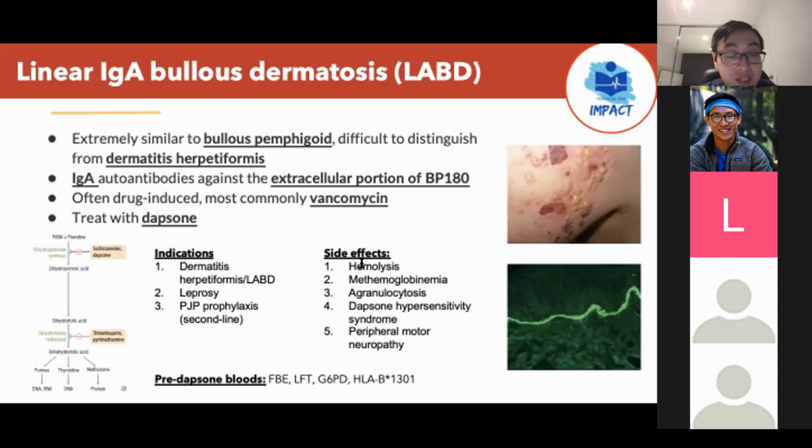So Mr. CD was diagnosed with linear IgA bullous dermatosis. He was eventually discharged with a plan for ongoing topical therapy. We sent off pre-dapsone bloods and then booked him in for an outpatient dermatology review in 1 week for consideration of dapsone, because G6PD and HLA-B1301 take forever to come back. So instead of making the patient stay on the ward pending these blood tests, we thought it would be good to send them home and then have them come back to dermatology outpatient for commencement of dapsone therapy.